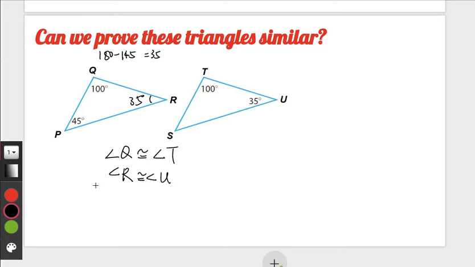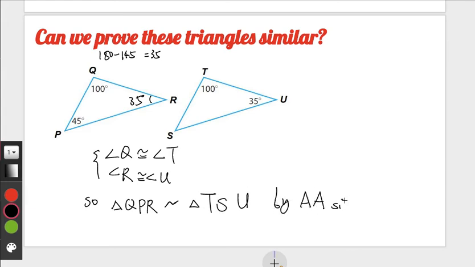So these two pieces of evidence can support our final conclusion now. So now we can see triangle QPR is similar. Again, this is the similar symbol. Let's check to make sure we match the angles here. So Q is matching to T. R is matching to U because we just proved they have the same measurement. So I'm going to put U last because R is matching to U. Then P is matching to S. So by AA similarity.